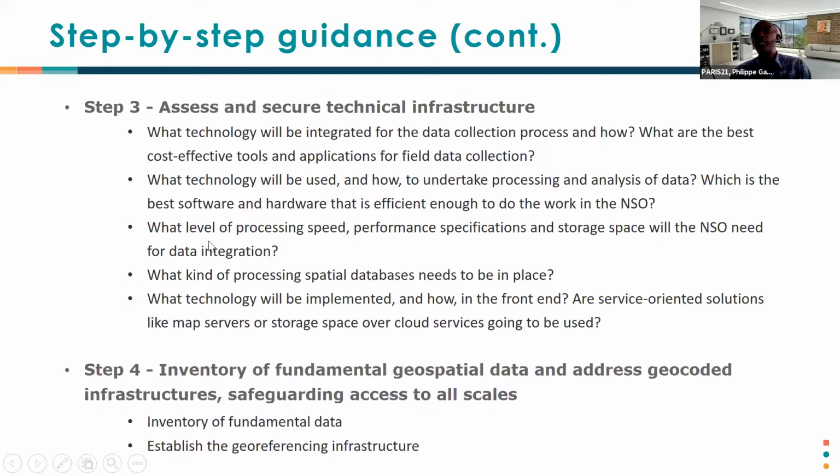Step 3 is assessing the technical infrastructure. This is extremely important as well. You should know what you have, what you don't have in terms of infrastructure before you can think about integrating the geospatial data and the statistical data. Step 4 is the inventory of fundamental geospatial data that exists and how you address the geocoding infrastructure, safeguarding access to all scales. And this is extremely important, and it is explained actually in detail in the guide. I'm not intending to disseminate the guide now. We will have time to disseminate it when it is already public.